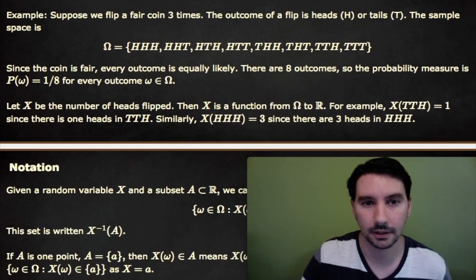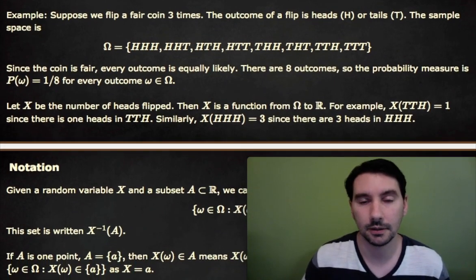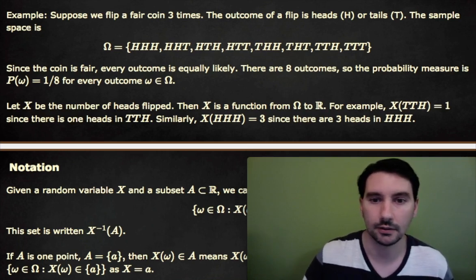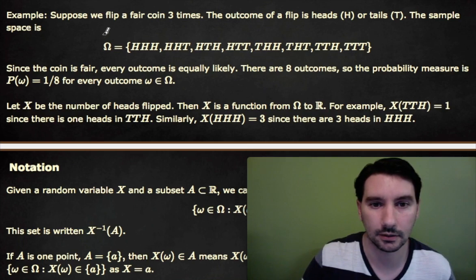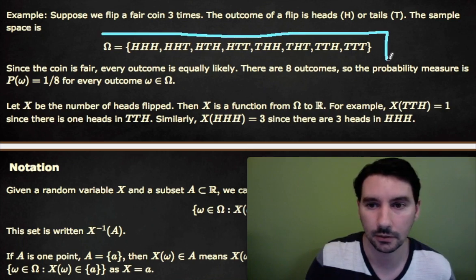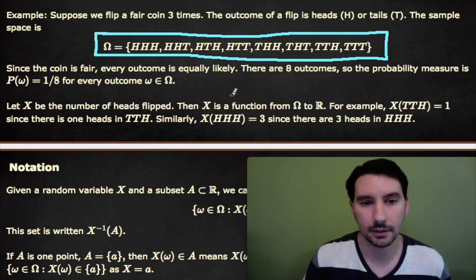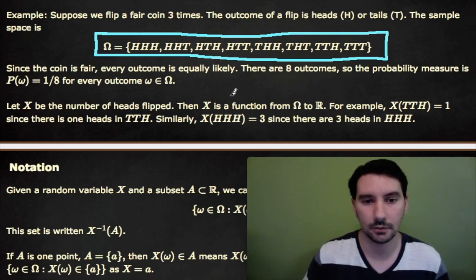So suppose we flip a fair coin 3 times, and the outcome of the flips are heads or tails. The sample space then is, you could get 3 heads, 2 heads and a tail. You could flip heads, then tails, then heads. You could flip heads, tails, tails, and so on. So you can see all of the sample points here, which are the outcomes of 3 flips in order. And to make this a probability space, the probability of each outcome would be 1 out of 8, because there are 8 possible outcomes, and the coin is assumed to be fair.